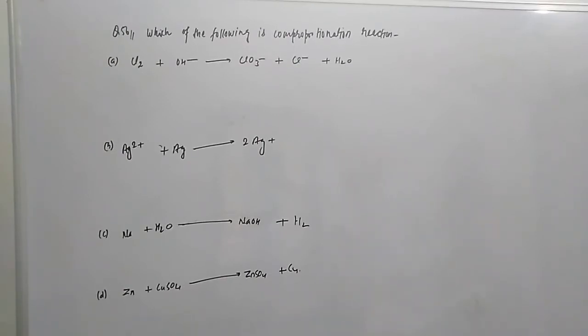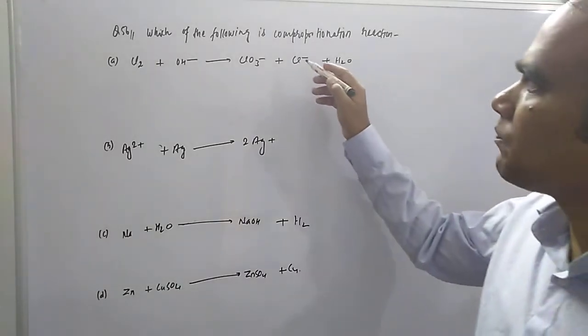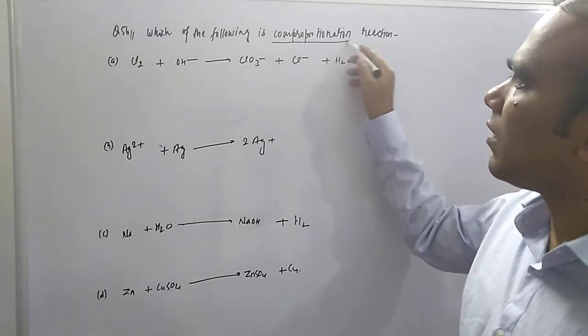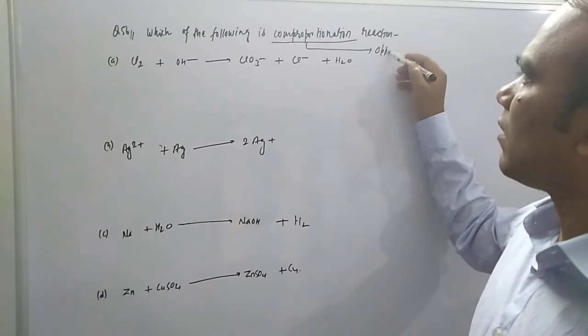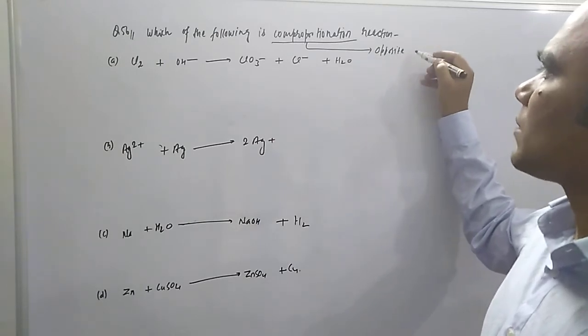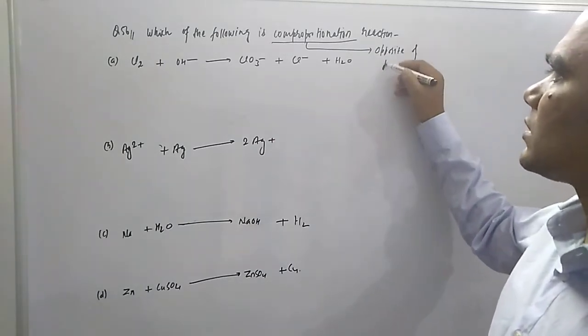Now let us see problem number 56, quite an easy problem, which is actually not given in the NCERT book. The problem is based on the comproportionation reaction. This is the opposite of the disproportionation reaction.